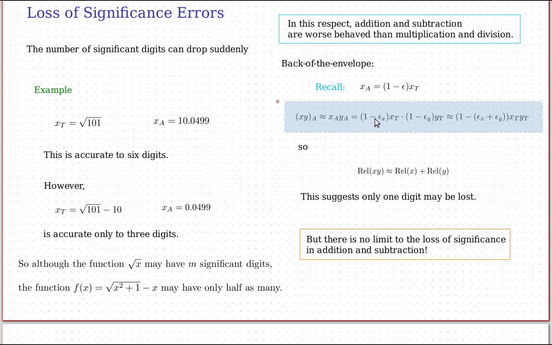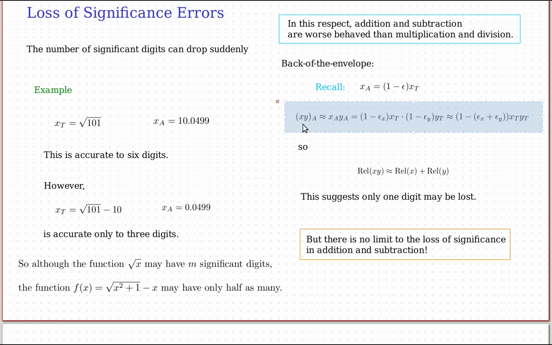If you multiply these 2 expressions, 1 minus epsilon x times 1 minus epsilon y, you'd actually get 4 terms. You get 1 minus epsilon x minus epsilon y plus epsilon x times epsilon y. I have left out the epsilon x times epsilon y because normally that would be very small. It would be much smaller than these other terms. So we can just approximate this expression by saying it's 1 minus epsilon x plus epsilon y, all times xt times yt.